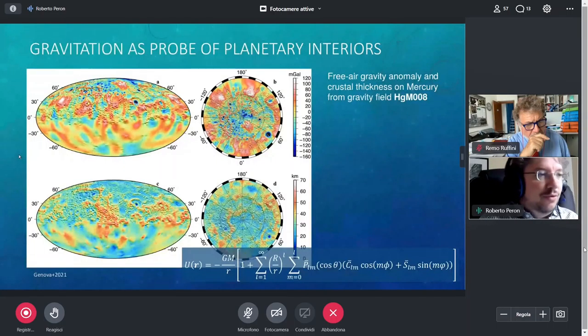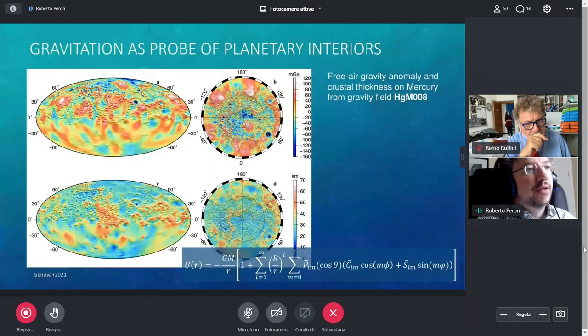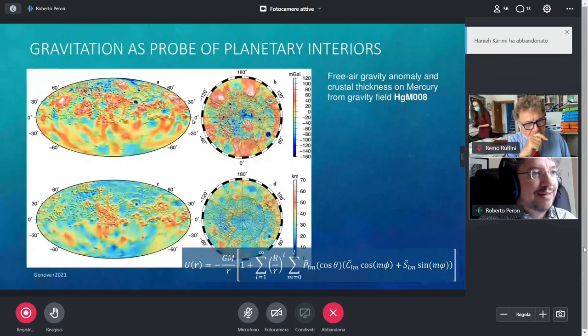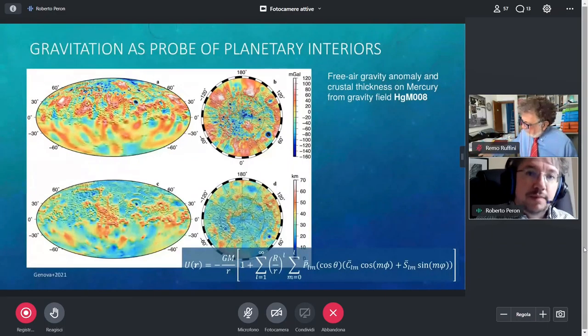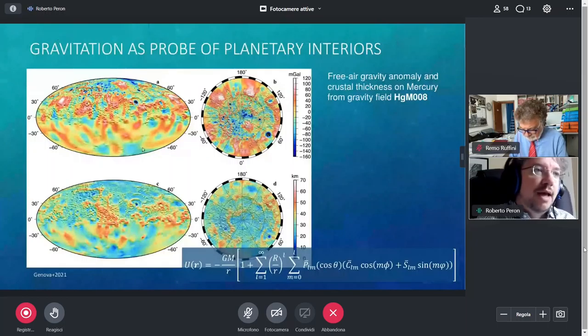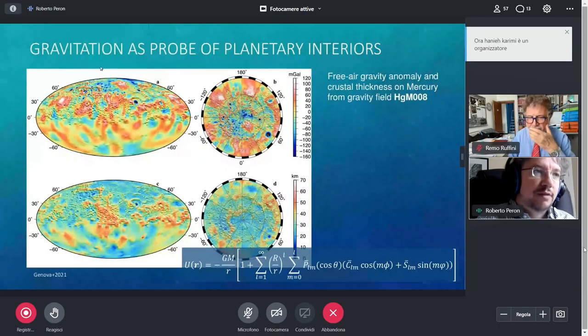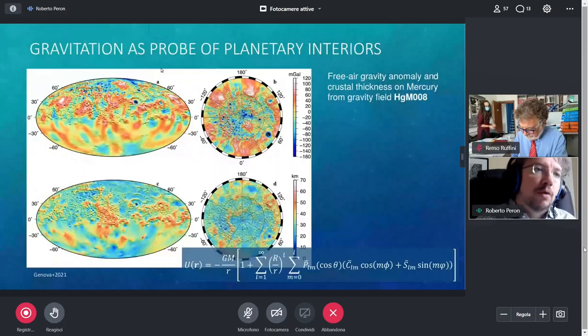By the way, you can wonder why in this figure the upper half of the plot is very well resolved while the lower part is not. This is not a blurring of the image. It is indeed a consequence of the very elliptical orbit of Messenger with which this map was produced, and the fact that in the northern hemisphere the probe was a little bit closer to the surface of the planet than in the southern hemisphere. And so this produces a much more detailed map for Messenger. With BepiColombo, we hope to have a much more uniform map.